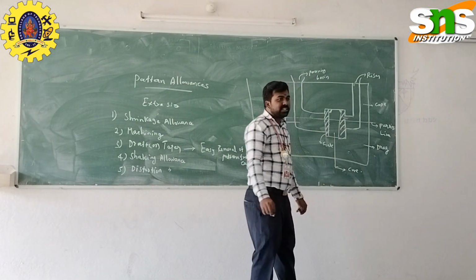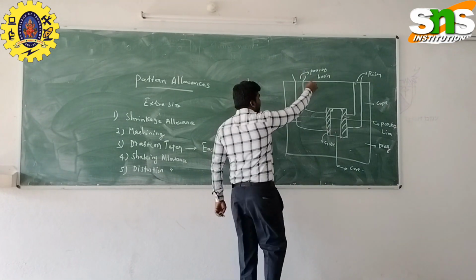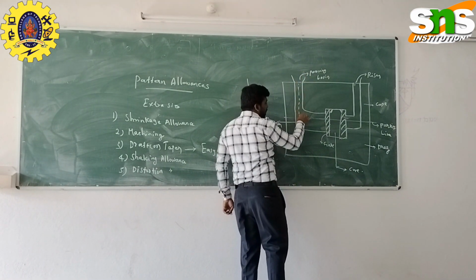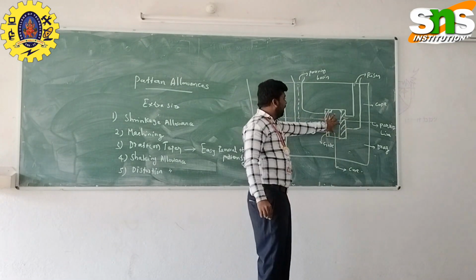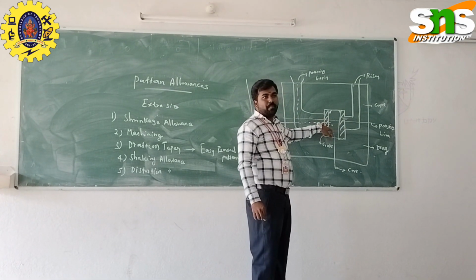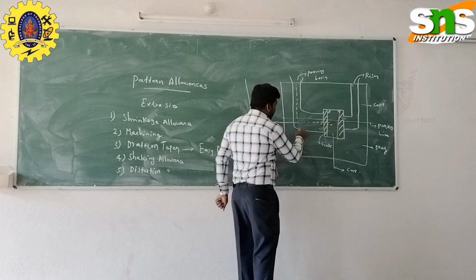So the runner is the horizontal passage. From the pouring machine, we can pour the molten metal. So through the runner, it enters into the mold cavity. This is the mold cavity. The gate is nothing but the opening of the mold cavity.